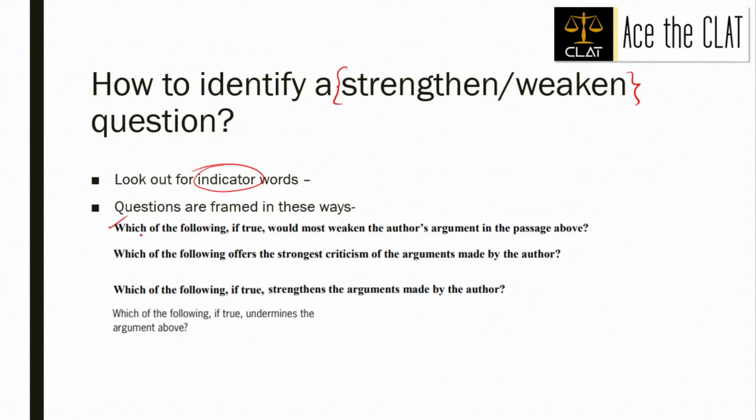All right, which of the following if true most weakens the author's argument, है ना? Which of the following offers the strongest criticism? Which of the following if true strengthens or weakens the arguments made by the author, है ना? And another way is कि which of the following if true undermines the argument above. Undermines मतलब basically weaken होता है, whereas underpin, that is strengthen. Okay.